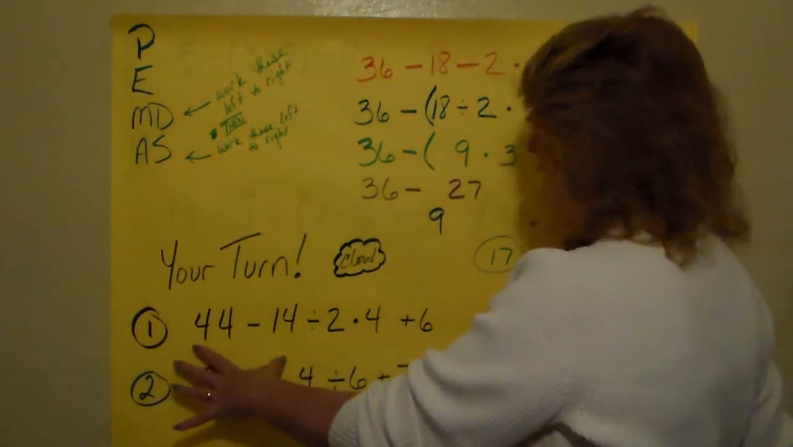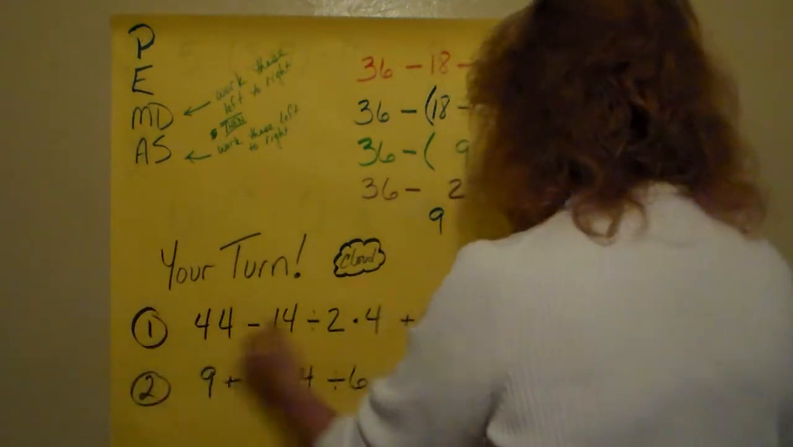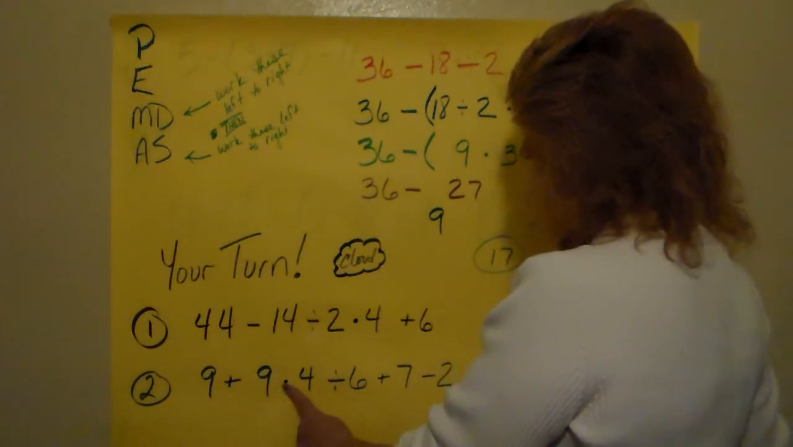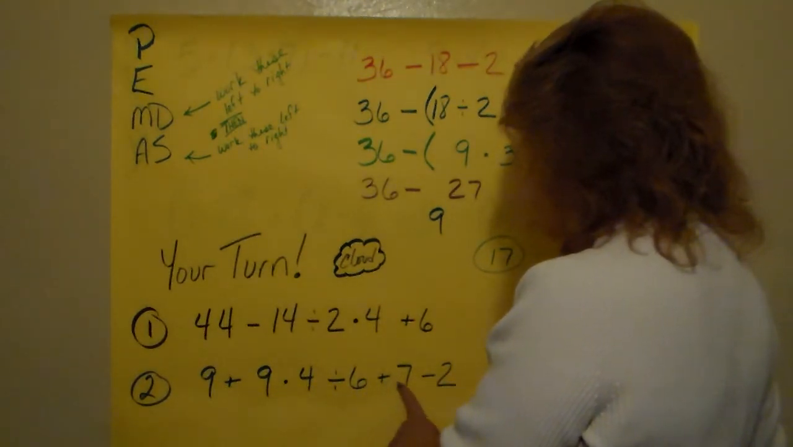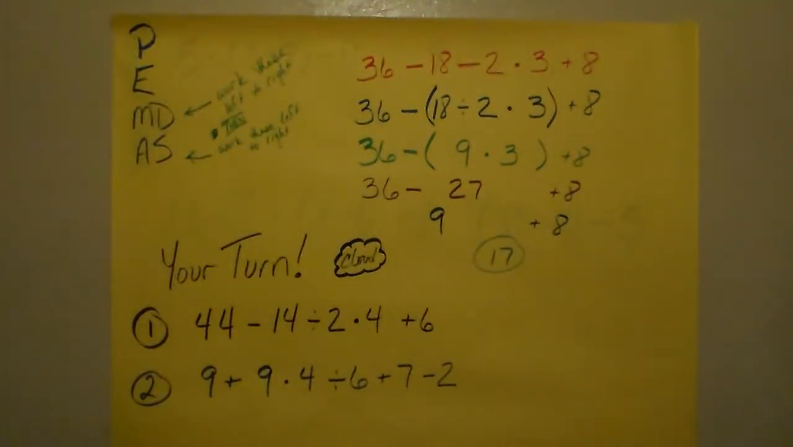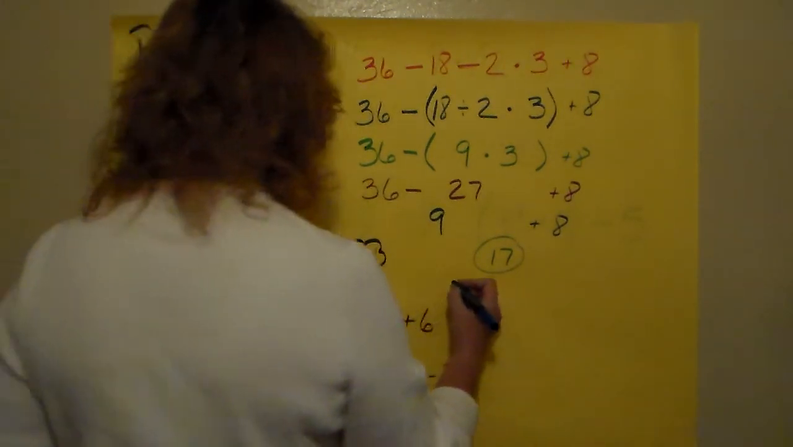And then this, and leave a bunch of space, or better yet, write this over here so that you have some room. 9 plus 9 times 4 divided by 6 plus 7 minus 2. Work those out, hit pause, work them out, and then come back. Okay? And I'm going to rewrite this over here.